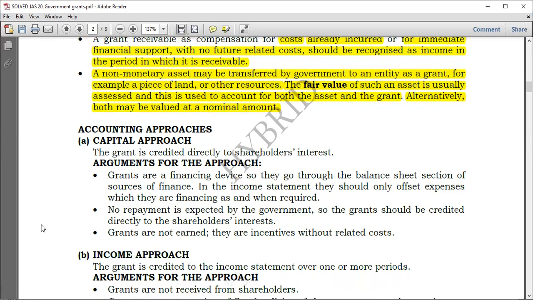Accounting approaches now. For these accounting approaches, it's not much. We have the capital approach, but also we have the income approach.